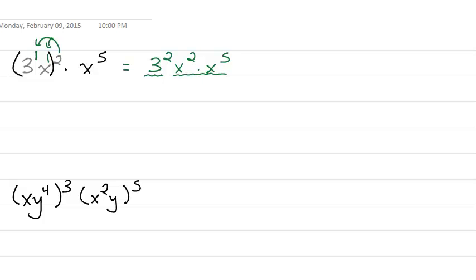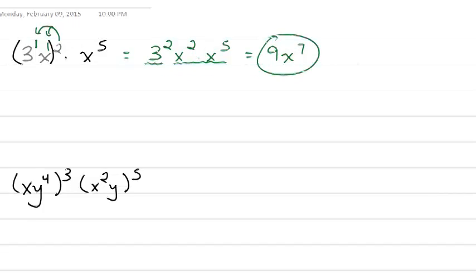So I have this and that group. So there's only one thing with 3 squared, and 3 squared is 9. And then x to the fifth times x to the second, I add the exponents. So x to the seventh. One down.